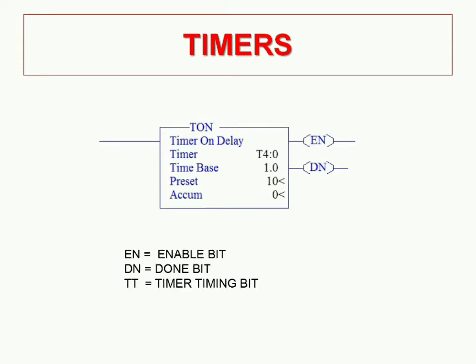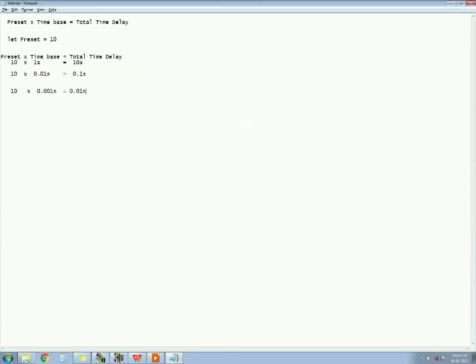Next is timers. There is enable bit and done bit. You can see here, EN is enable bit, DN is done bit, and TT is timer bit. There are 3 bits we generally use for timers. So let's start with the addressing of TT bit and enable bit, timer bit.